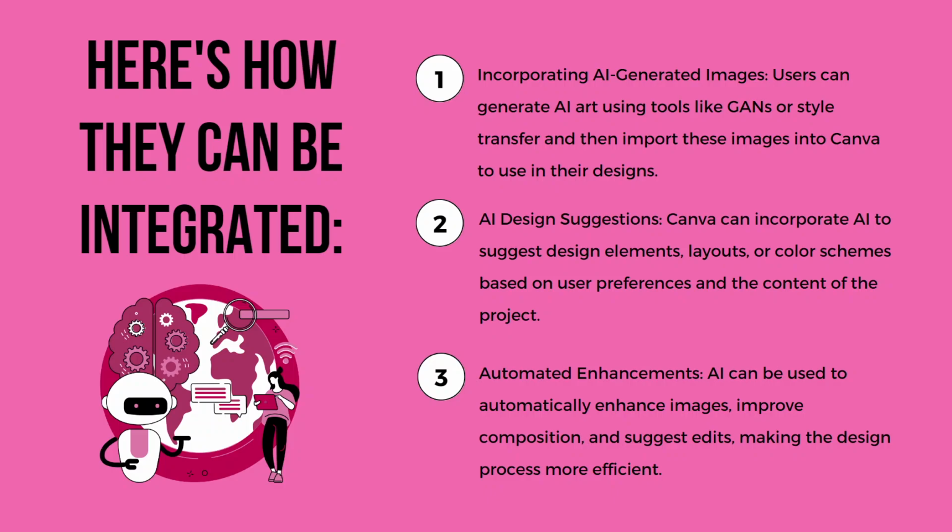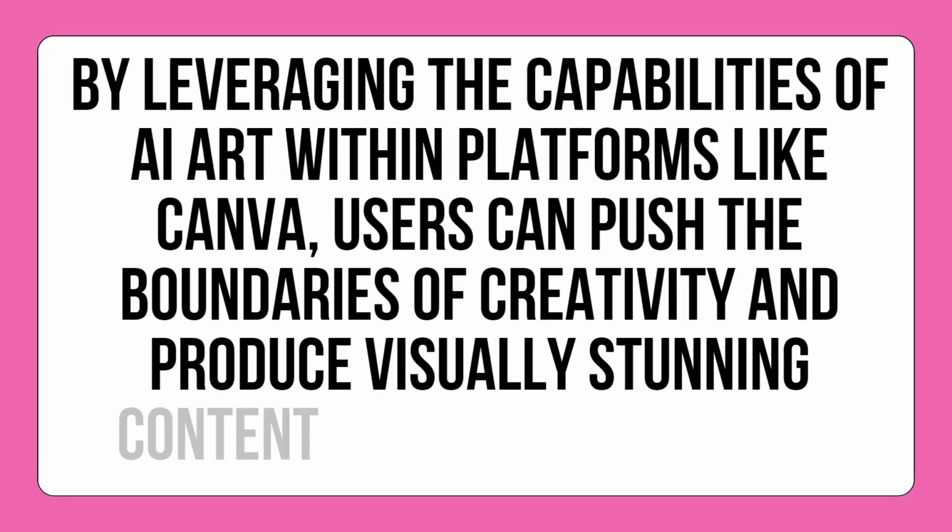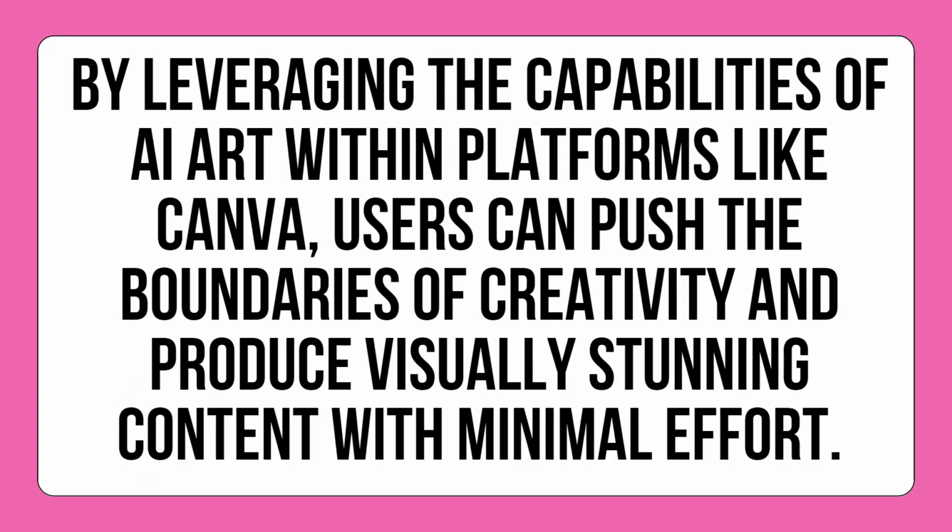AI design suggestions. Canva can incorporate AI to suggest design elements, layouts, or color schemes based on user preferences and the content of the project. Automated enhancement. AI can be used to automatically enhance images, improve composition, and suggest edits, making the design process more efficient. By leveraging the capabilities of AI art within platforms like Canva, users can push the boundaries of creativity and produce visually stunning content with minimal effort.